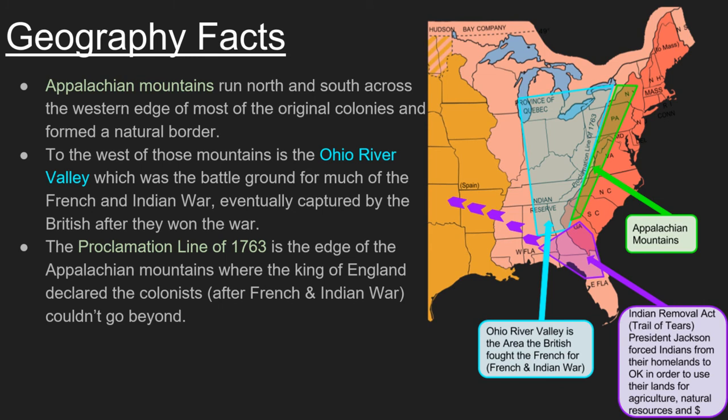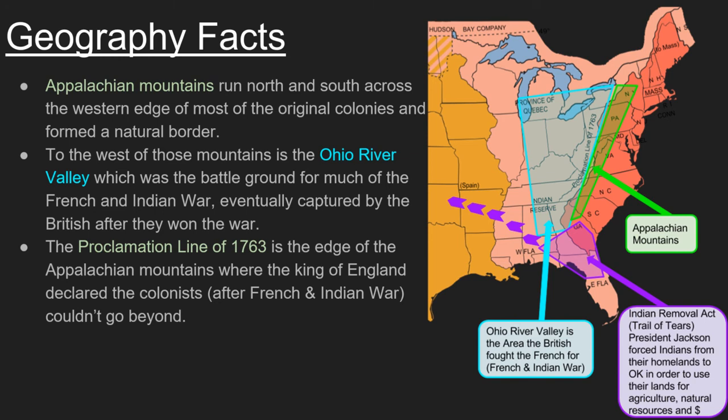To the west of these mountains, you have the blue shaded area, the Ohio River Valley, which was the battleground for much of the French and Indian War, eventually captured by the British after they won the war. So this became part of all of this British land. However, the Proclamation Line of 1763, you can see it printed on the edge of the blue area. That's on the edge of the Appalachian Mountains, where the King of England declared the colonists, after the French and Indian War, couldn't go beyond that line. This infuriated a lot of colonists who were already west of that line who were forced to go back east.